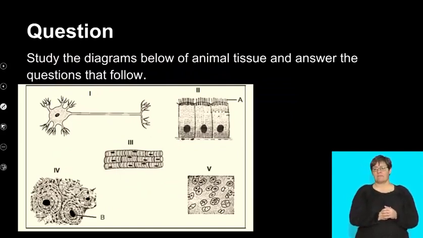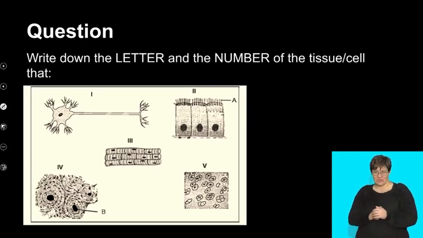Now, the one question that I have here is of all of the different tissues together, and it's an easy question, a simple question. It says, study the diagrams below of animal tissue and answer the questions that follow. Now, as I said to you, that is quite a nice one, because what it wants you to do is write down the letter and the number of the tissue.